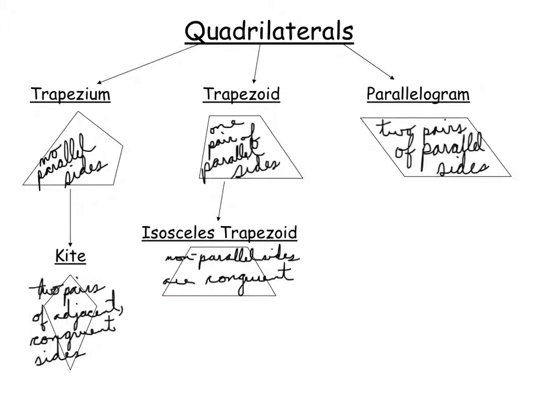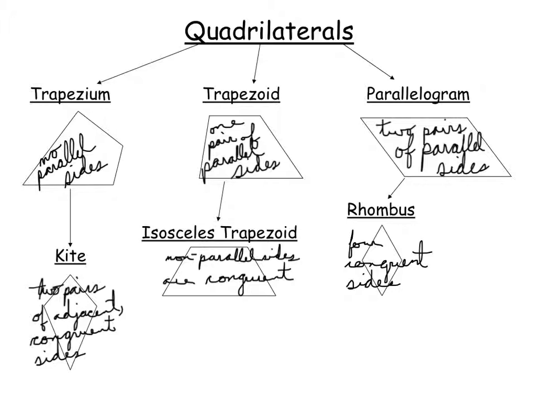And then finally, in the parallelogram category, we have a special type of parallelogram that's called a rhombus. And rhombuses are special parallelograms because, well, first of all, they are parallelograms, but they have 4 congruent sides. So each side is the same length as every other side.